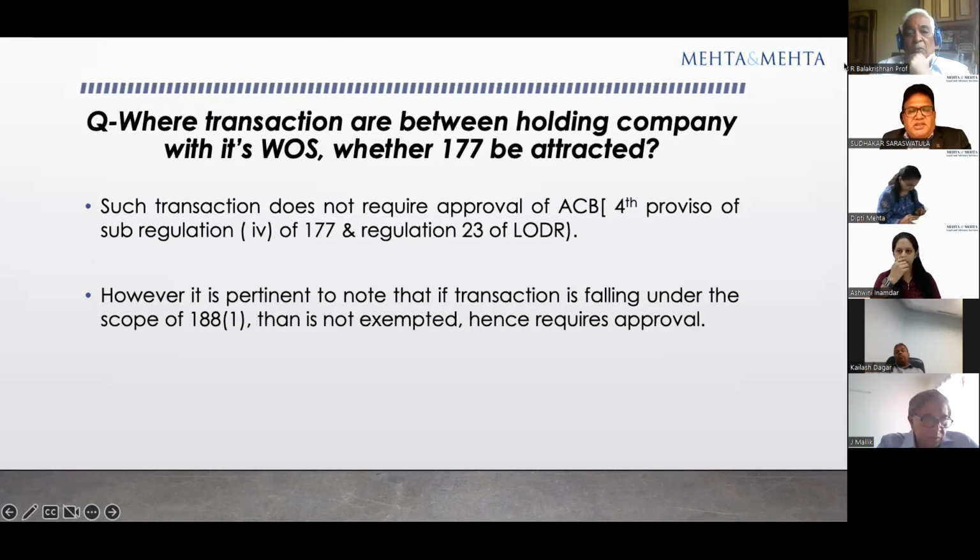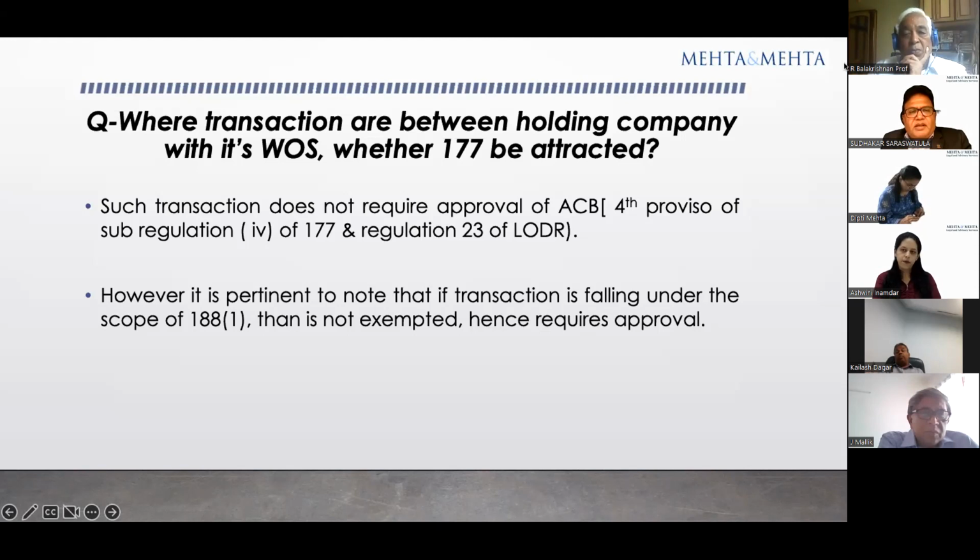Purchase transactions, sale transactions, rendering services, availing services, or payment of interest, receiving interest. These are all the financial transactions, investments, loans, borrowings. These are all the transactions which may be repetitive in nature. Second thing is that omnibus approval, the validity of it is one financial year.